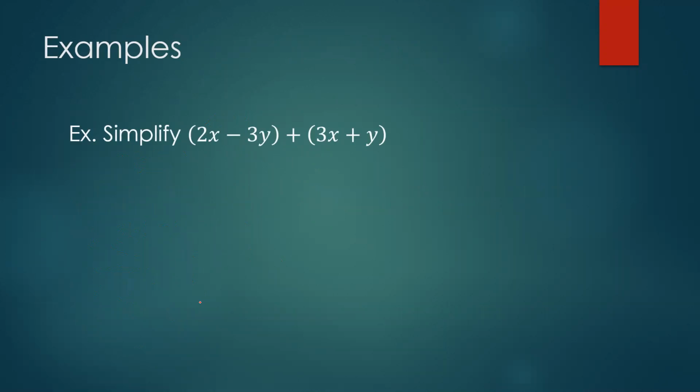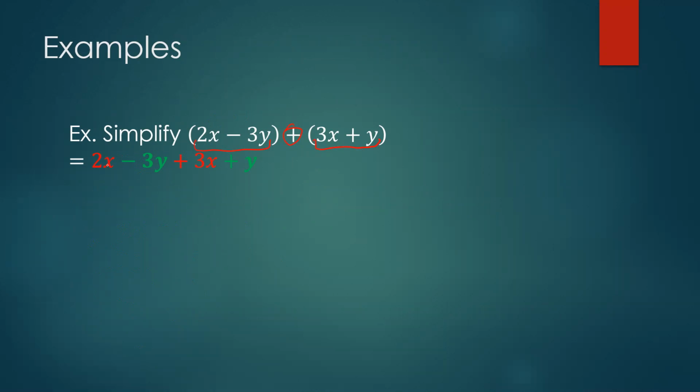So let's do another example here. So we have 2x minus 3y plus, in brackets, 3x plus y. So in this case, do the brackets actually make a difference? They don't make a difference, right? Because there's actually no negative sign in front. You're just adding two different polynomials. So I'm taking this polynomial plus this polynomial here.